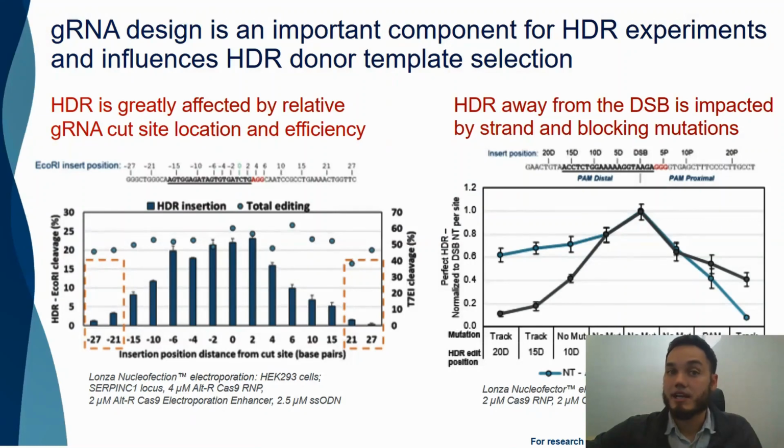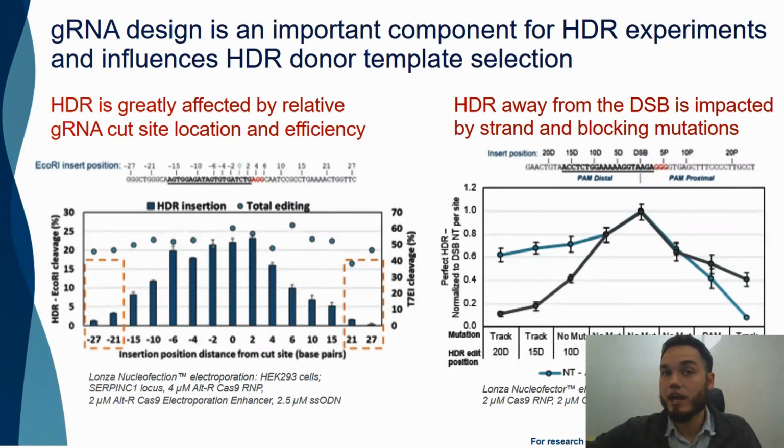As distance from the cut site increases, HDR efficacy drops, especially without the introduction of what we call track mutations, which are non-coding mutations that are introduced along the way to an intended change to attempt to favor complete introduction of donor mutations instead of partial introduction.